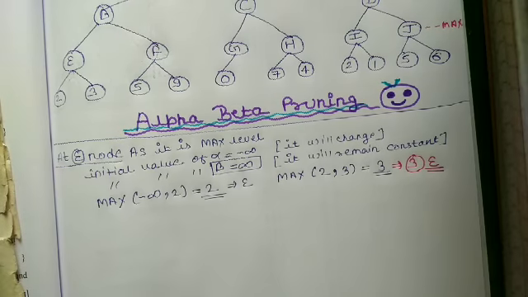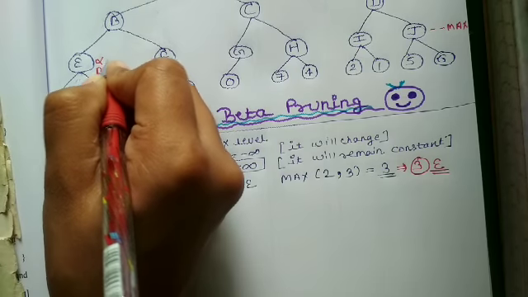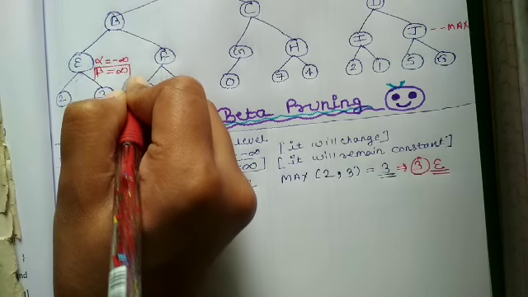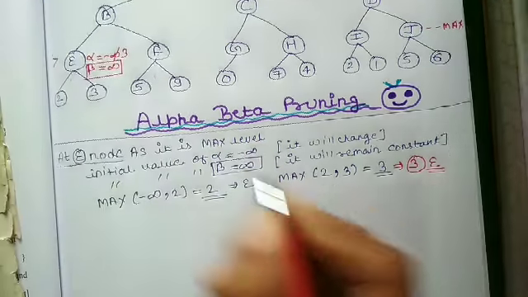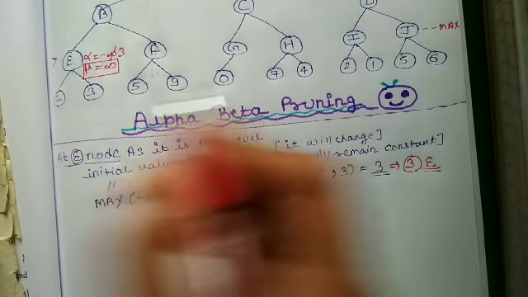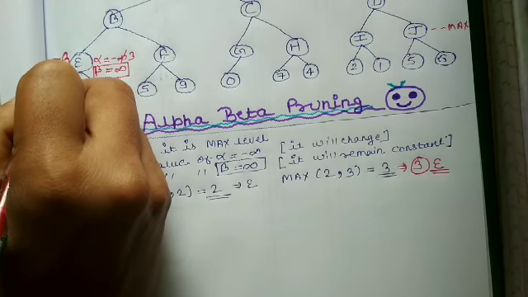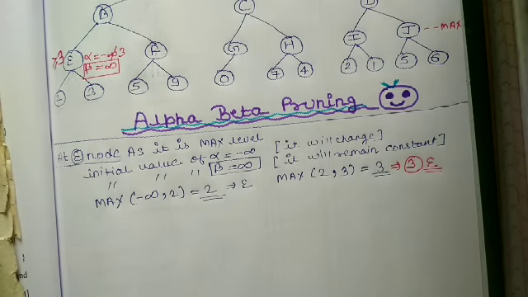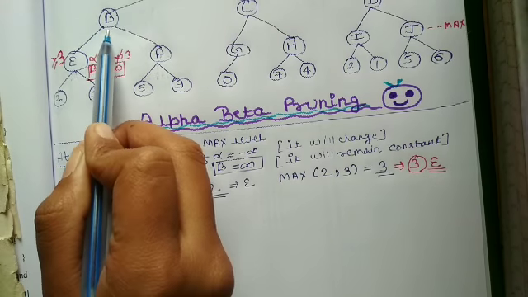Okay, so just write here alpha beta. Alpha is equal to minus infinity at first, beta is equal to infinity at first. Beta will remain constant, alpha will become 3, and you have to write this value here because you have found out the value of the E node as 3 and it is a maximum level. So you have to write it like this: greater than or equal to 3. This is the value of the E node.